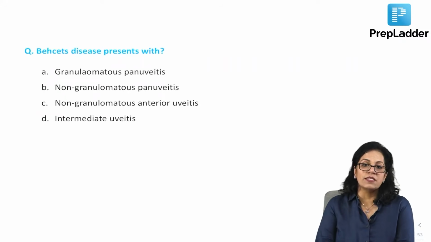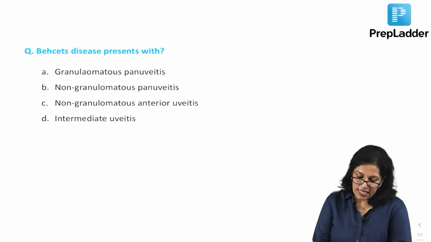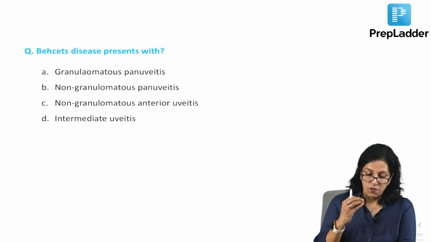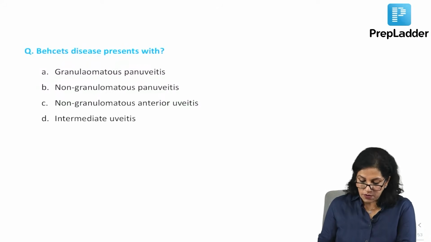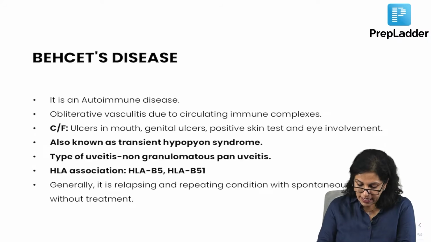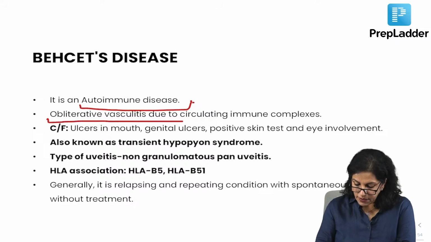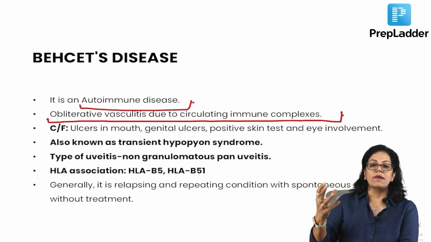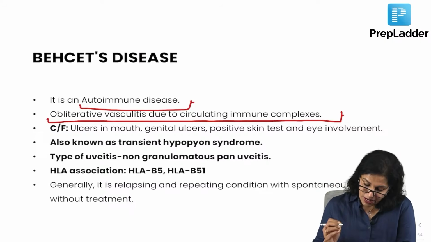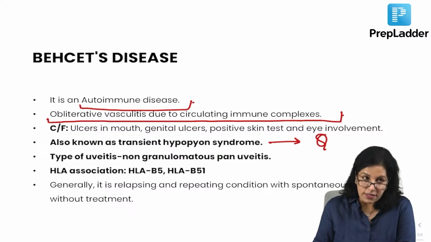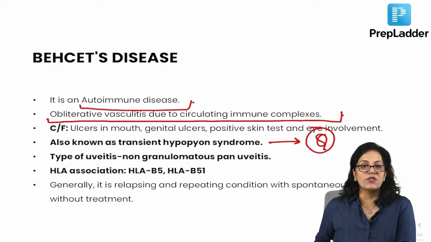Behçet's disease presents with. We all know it's non-granulomatous panuveitis. Do you all remember Behçet's very quickly? It's an autoimmune disease and an obliterative vasculitis due to circulating immune complexes. You have ulcers in the mouth, genital ulcers, positive skin test and eye involvement. Now, what is it also called? Transient hypopyon syndrome. This is your important exam question.